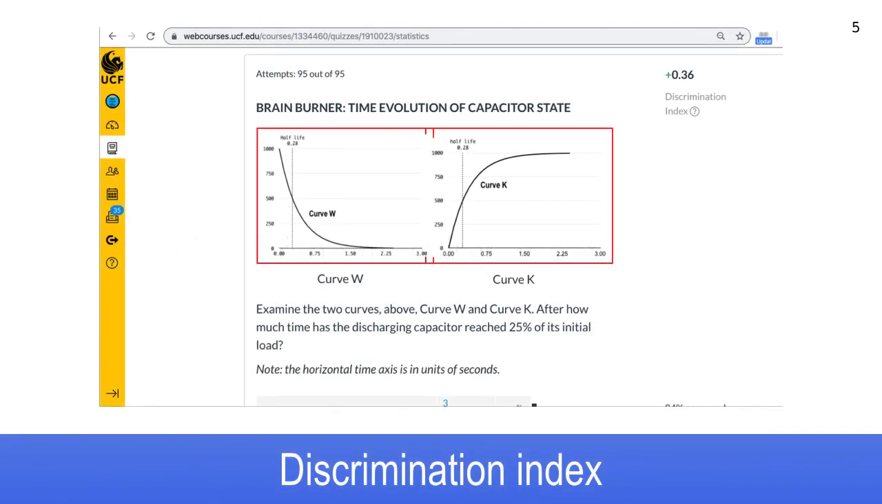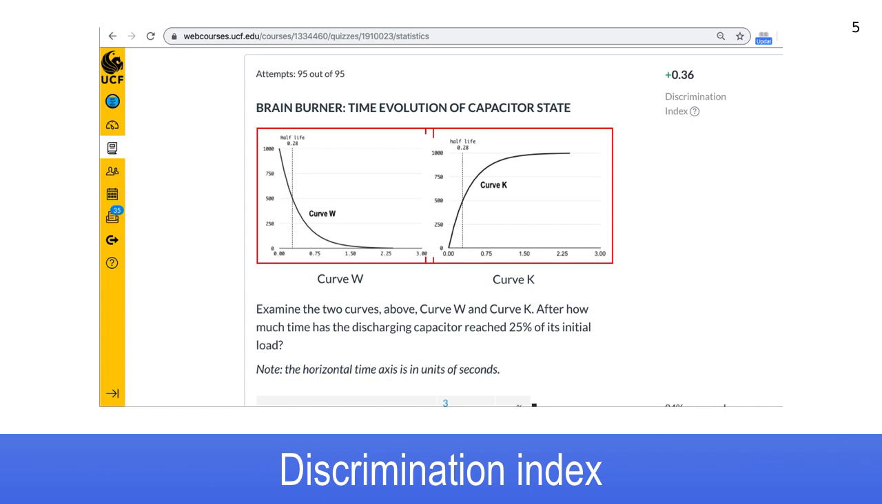And here's one of them, the brain burner about the discharging capacitor. How long does it take to get to 25%? So you not only have to look at which curve is discharging, you also have to know what the meaning of a half-life is.